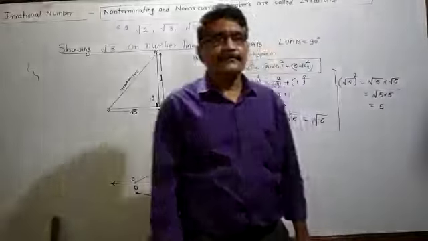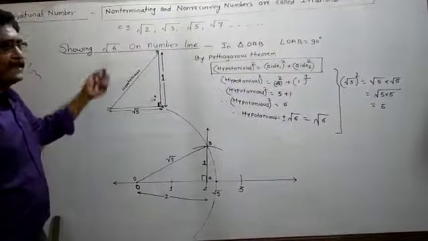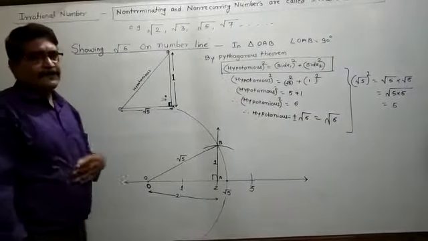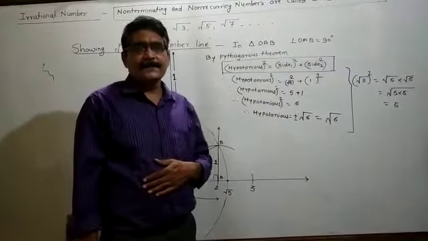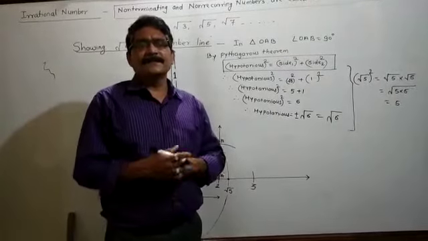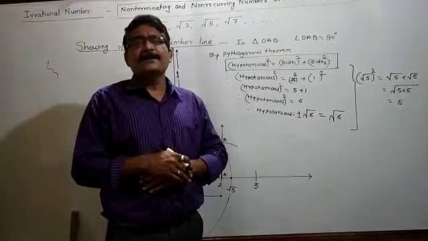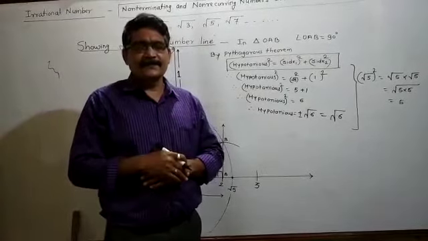I will show how you have to represent the square root of 6 on the number line. For showing the square root of 6 on the number line, you have to take the help of the square root of 5. Whatever construction you draw for the square root of 5, the same construction you have to draw for the square root of 6 also.